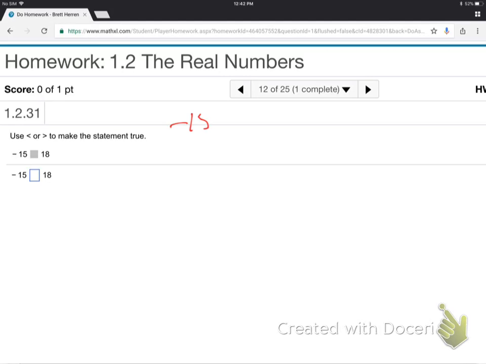Okay, so minus 15, 18. They want us to put a greater than or a less than symbol in between. Now, do you know which way the symbol goes and how that all works? The symbol has a small side and a wide mouth side. Whatever is on the small side is the smaller number. Whatever's on the wide side is the bigger number. That's how that symbol works. The small thing goes on the small side, the big thing goes on the big side.